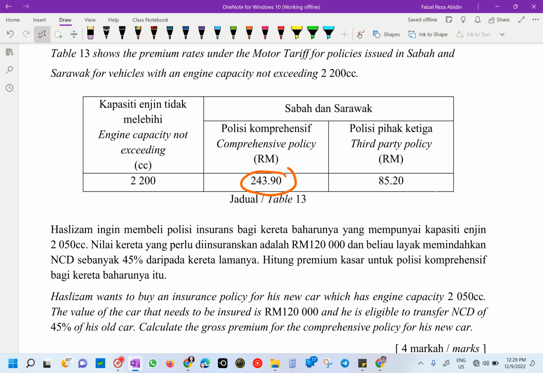Okay, 26. Okay, so over here, the question: he is eligible to transfer NCD. What is NCD? Discount for non-claim. Dia tak claim. He is going to get 45% discount. Okay? Calculate the gross premium for the comprehensive policy for his new car.